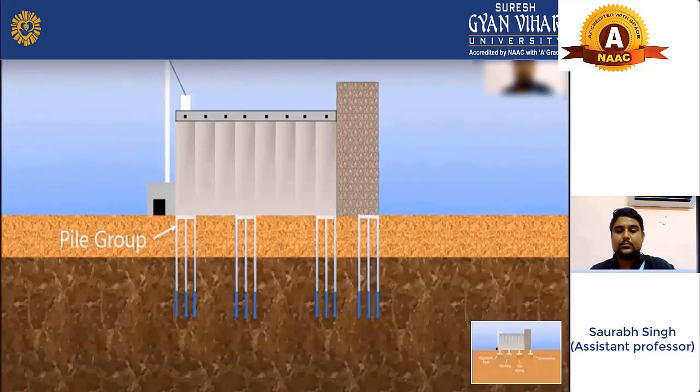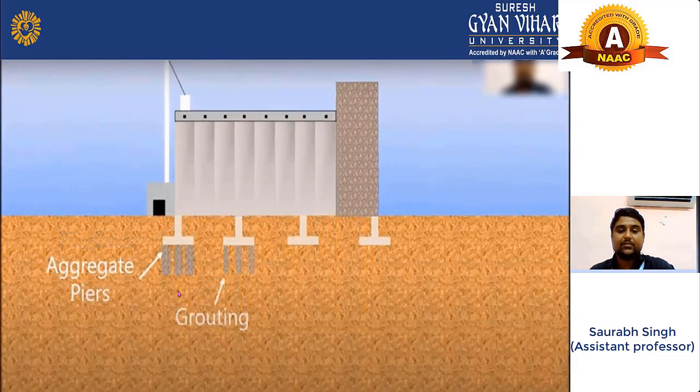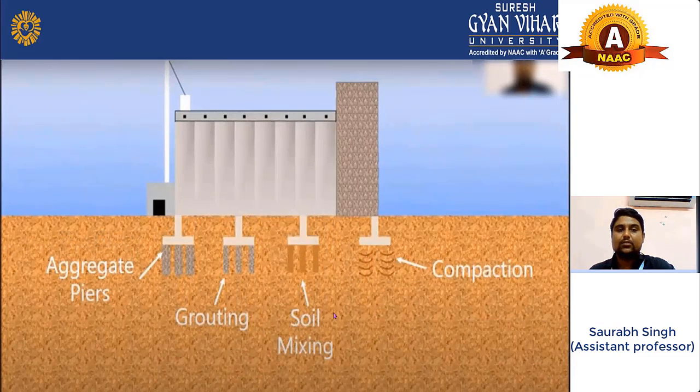And now we will see the components. What were the components? Aggregate piers, as you can see here. This is grouting, this is soil mixing, and this is compaction. You can apply these methods during your pile foundation, as you can see in this video. So this is very important.